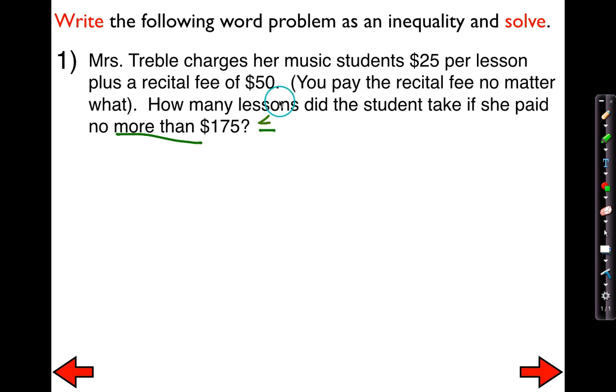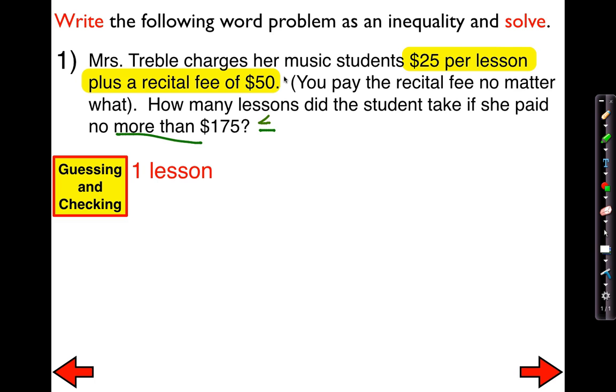Okay, now that we have that, I want you to understand the word problem. What are they saying? Well, it's basically saying that Miss Trouble is going to charge $25 for each lesson. So one lesson is $25, 2 lessons is $50, 3 lessons is $75. And no matter what, they're always going to get charged a recital fee that's $50.